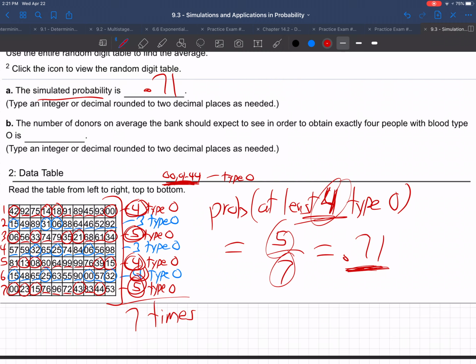Part B, so this was part A up here. Now part B, the number of donors on average. They want me to figure out the number of donors on average the bank should expect to see in order to obtain exactly 4 people with blood type O. So if they really need to get 4 type O bloods, how many patients do you think they're going to have to come in? Well, they need 10 patients, 9 patients, 8 patients. How many will it take?